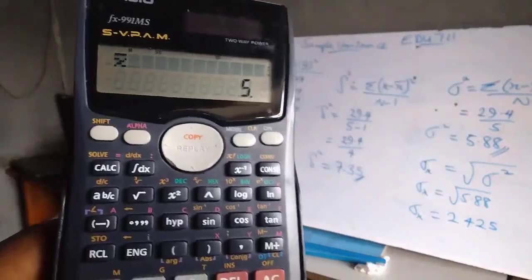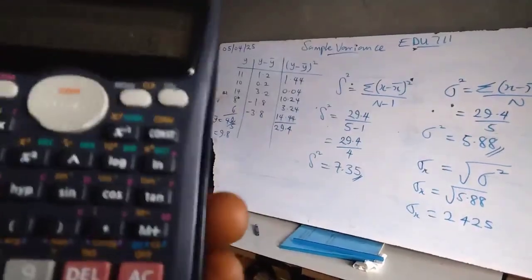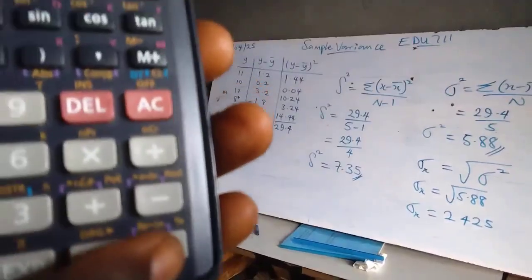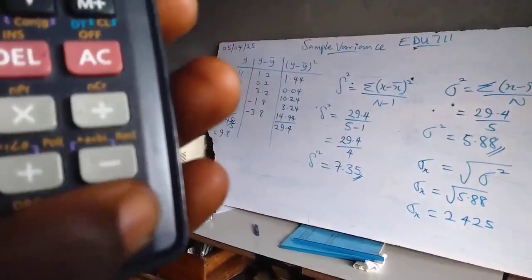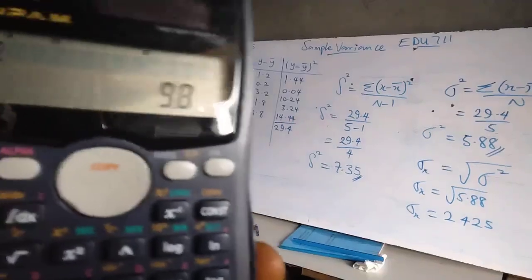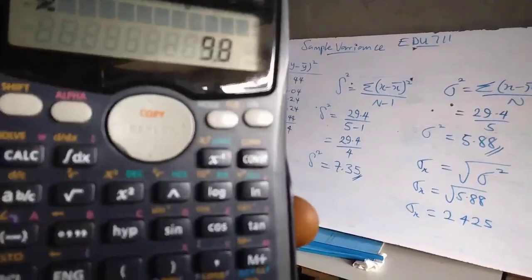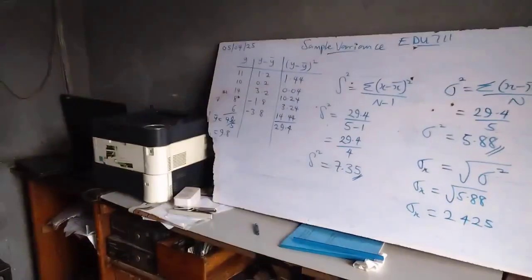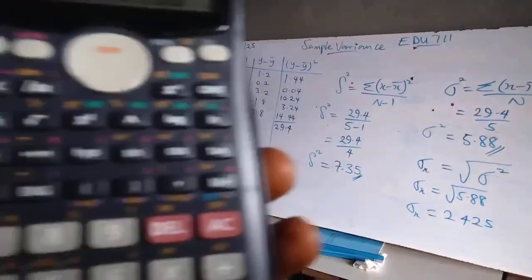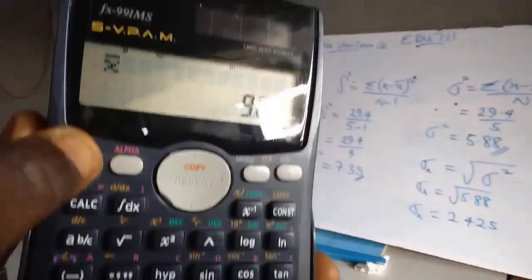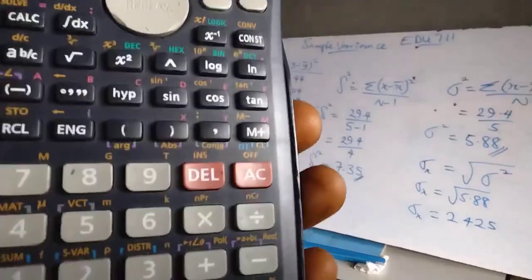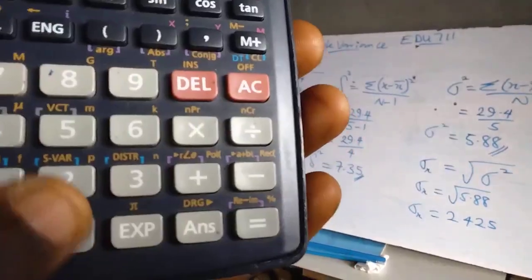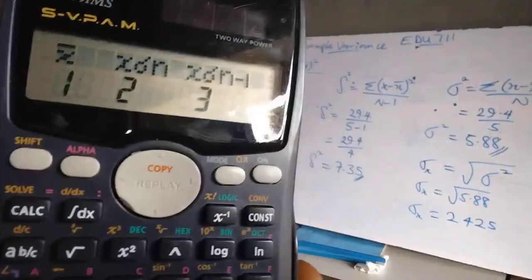Then you press equal to, the equal sign on your calculator, and you can see S bar is 9.8. Wow, which is what we got over there. If you need another value, you press shift again. Shift. When you press shift, you press 2 again. It gives you this back.